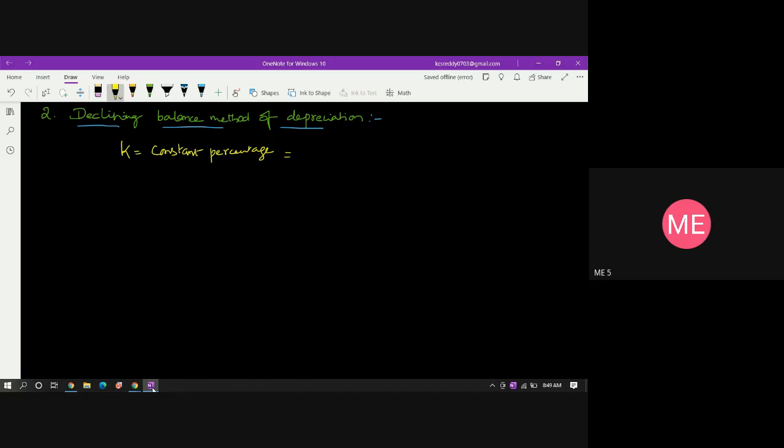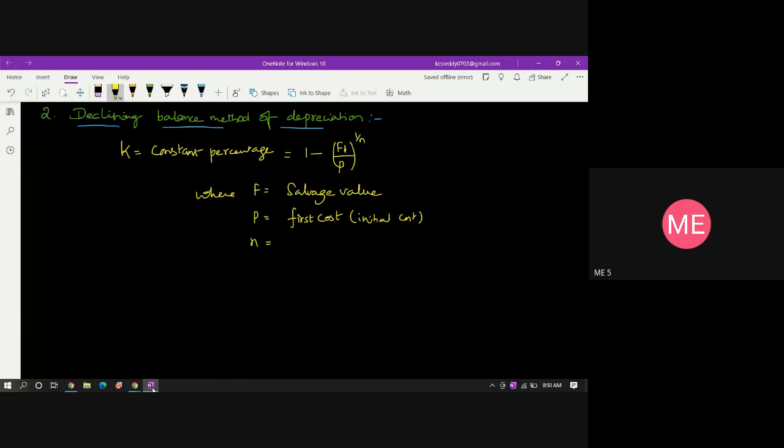This will be calculated using the equation K = 1 minus (F/P) to the power of 1/N. Here F is the salvage value, and P is the first cost or initial cost. And we know that N is the service life.